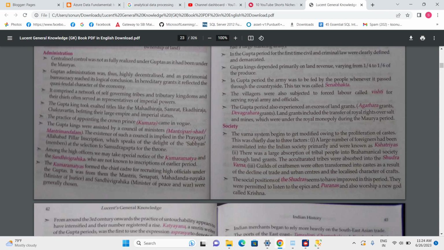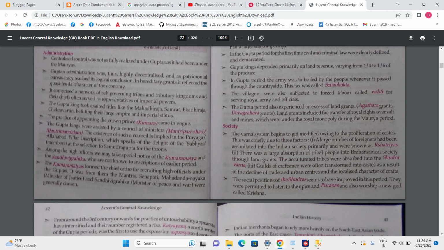Now let's see the types of land. Kshetra Bhumi, cultivable land. Khila, wasteland. Vastu Bhumi, habitable land. Charagah, pasture land. Aprahata, forest land. So there were five types of land at the time of the Gupta period. Kshetra Bhumi is also called cultivable land where agriculture used to happen. Khila means wasteland. Vastu Bhumi, habitable land. Charagah, pasture land. Aprahata, forest land.